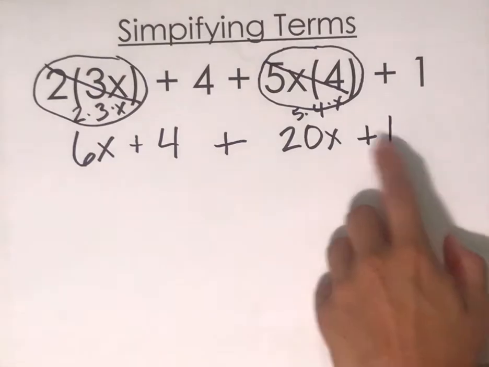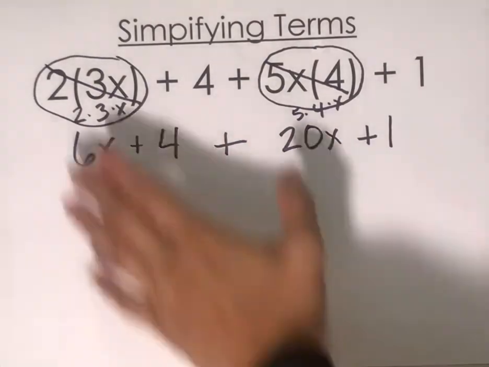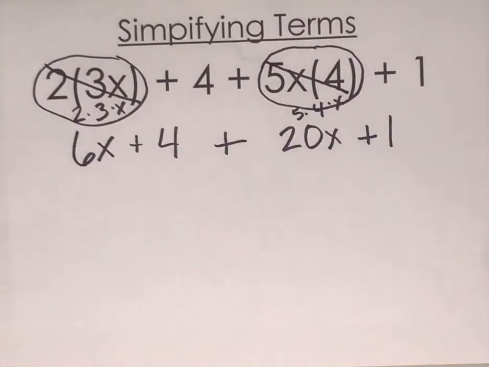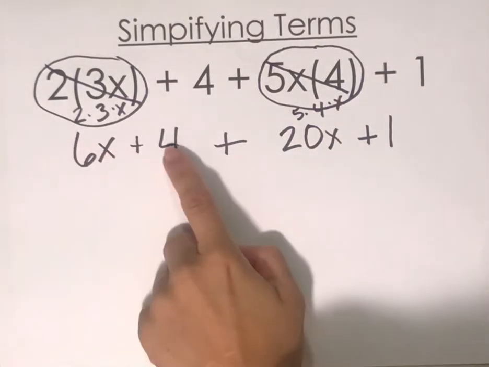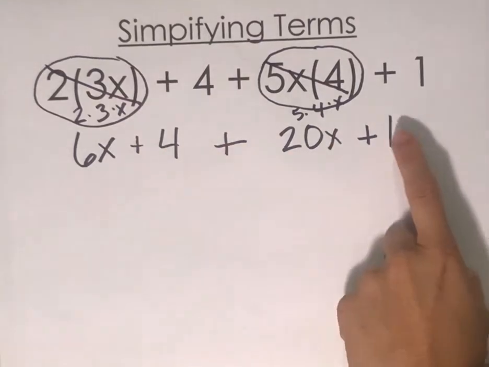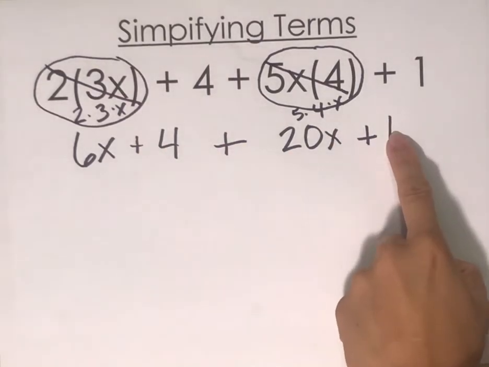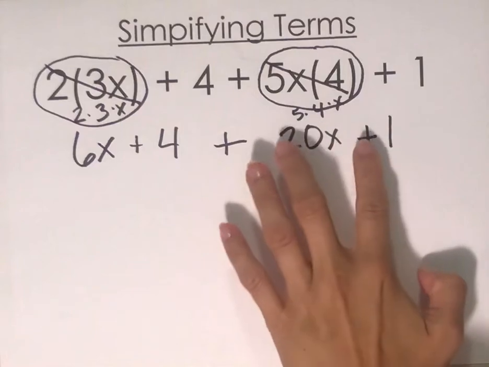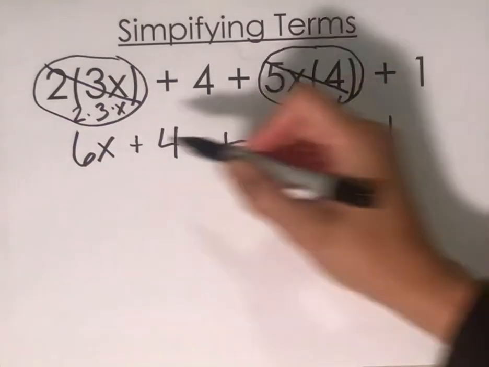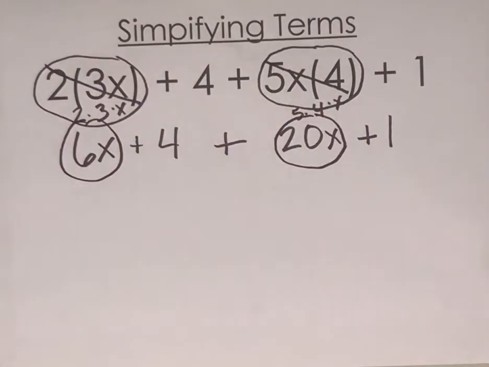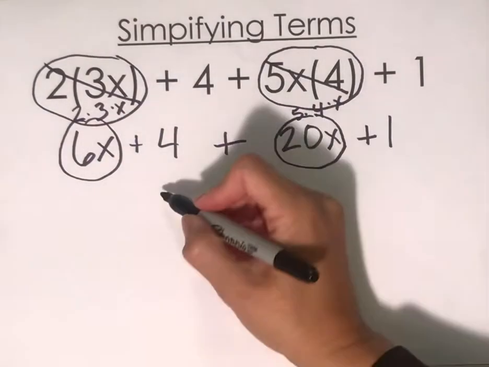So I still have 1, 2, 3, 4 terms. I haven't simplified the terms yet at all. All I've done is multiplied the terms. Now what I'm going to do is combine the like terms. So as you can see, this has an x, this has an x, this has no x, it's just a number, no x, just a number. So the things that are similar or alike is this one and this one because they both have an x. So I can add those together, and 6 plus 20 is 26x.